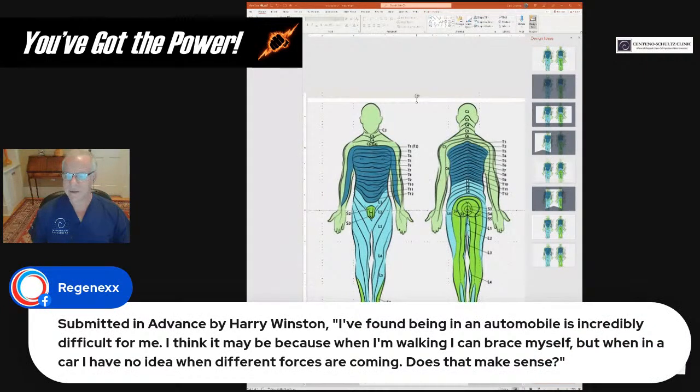Regenics, Harry Winston: I found being in an automobile is incredibly difficult for me. I think it's maybe because when I'm walking, I can brace myself, but in a car, I have no idea what forces are coming. Yeah, I think you're 100% right, Harry. That's what I've seen a lot, is that many of our CCI patients have a hard time being in cars because you don't really know where all the forces are coming from.